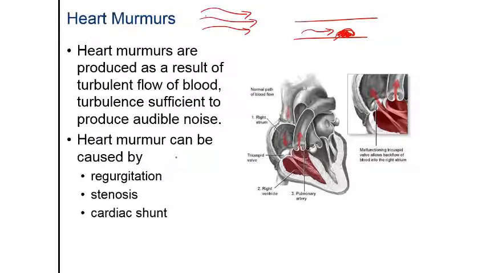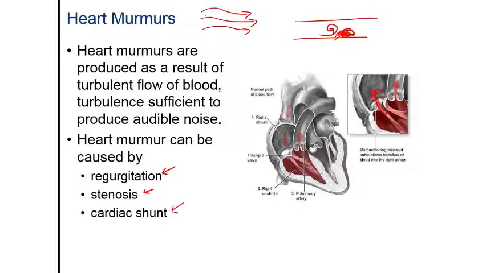Heart murmur can be caused by regurgitation, which is basically what happens when your valve does not close properly. So here you have a heart valve, and if it fails to close properly, then the blood is going to squirt backwards when the ventricle contracts, and that could lead to additional sound, the heart murmur. Stenosis is the narrowing of a blood vessel. As shown here, when blood is trying to go through a narrowed vessel, that could create turbulent flow, resulting in heart murmur.